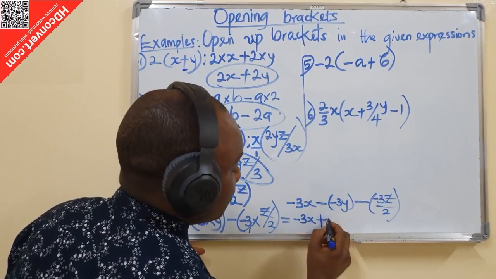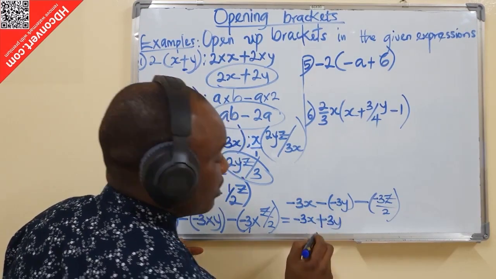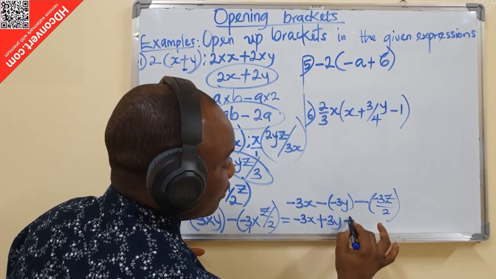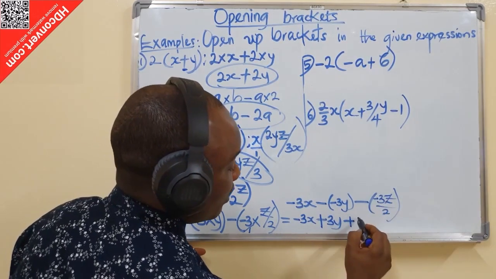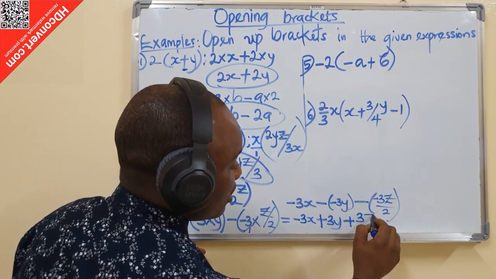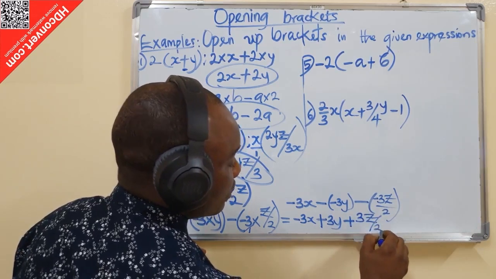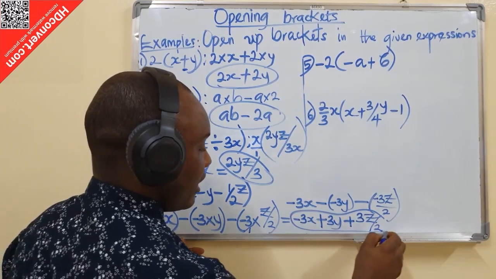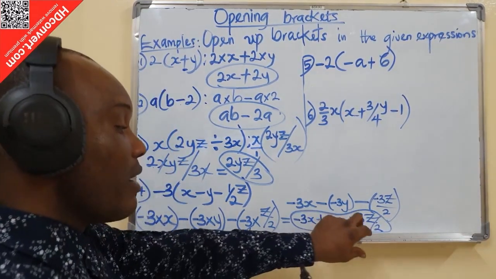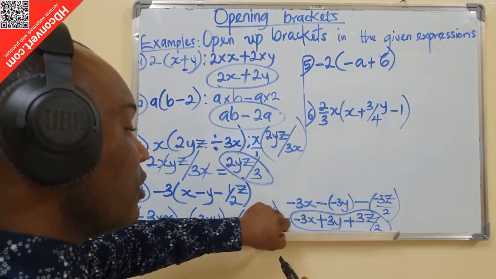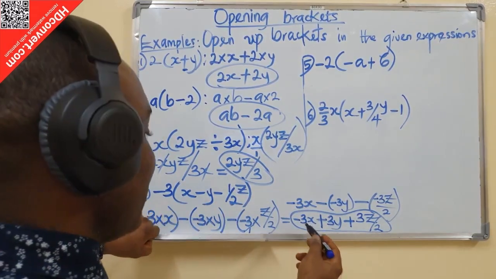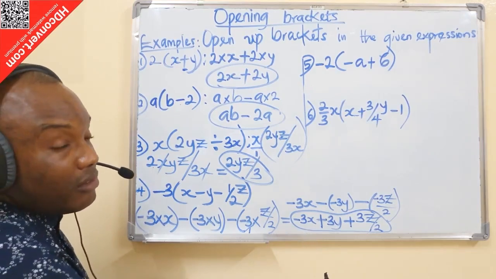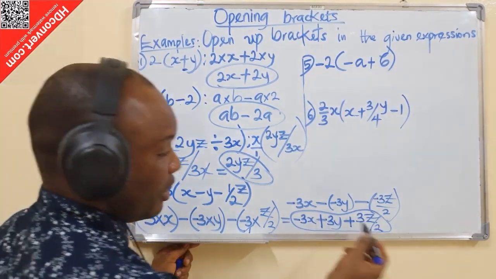So we're left with positive 3y here. Negative also times negative gives you positive. So on this side, you are left with a positive 3z upon 2. You can leave your final answer as this, which is correct, or you can choose to rearrange them, beginning with the positive terms in this expression, instead of just the negative one coming first. Whichever way is correct. So let's just rearrange.